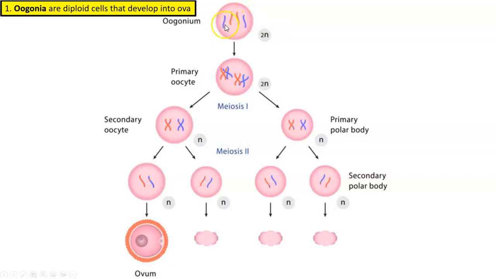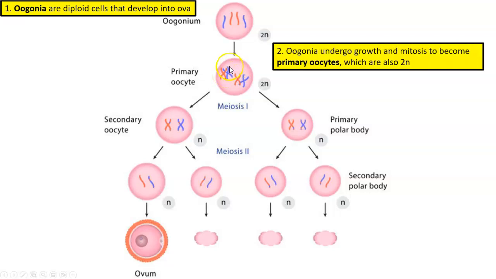Now we know that between this stage and the one directly below it, we must have mitosis, because we then have double chromosomes. So this cell has gone through interphase of the cell cycle and then mitosis. One of these daughter cells of the oogonium becomes a primary oocyte. Primary oocytes are also 2N, and this is the cell that starts meiosis.